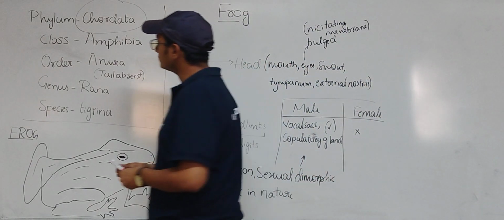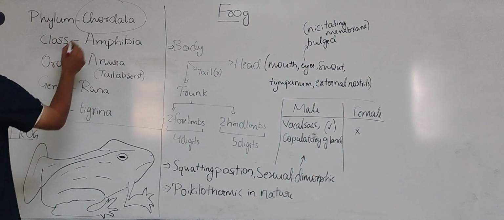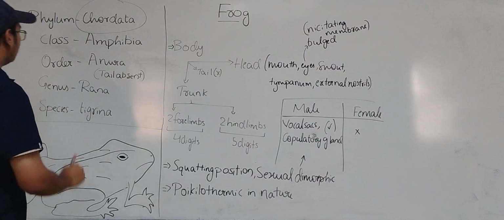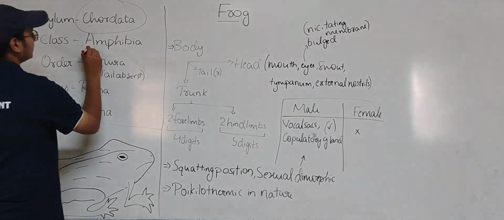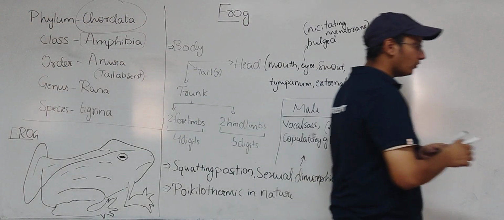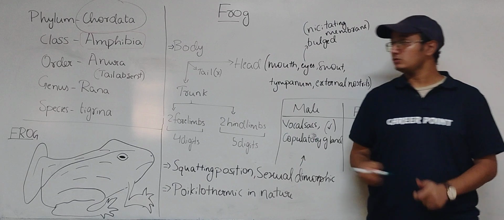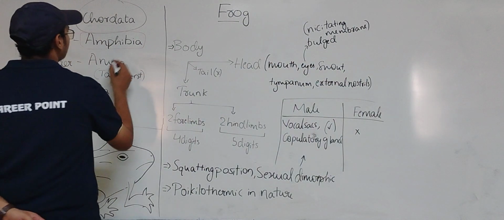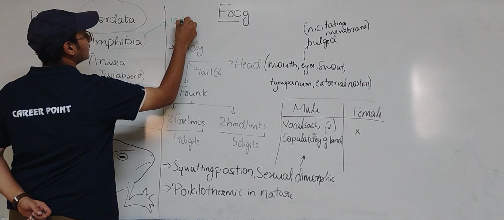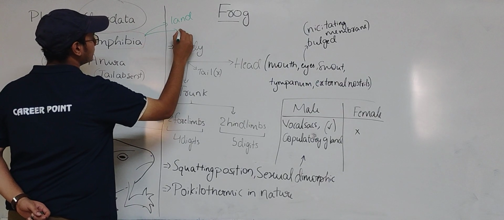So the frog belongs to phylum called Chordata. So it has all the features that a chordate should have. And the next, it belongs to class Amphibia, which means it can live both on land and also on water.